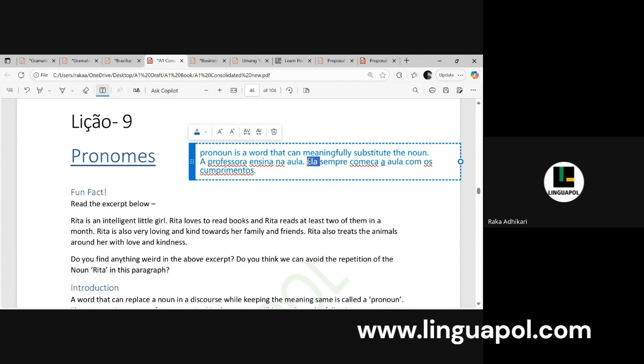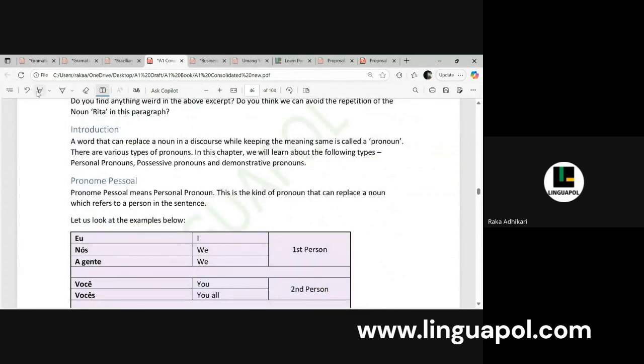So, this particular word is called a pronoun. Em português, se chama pronome. Pronoun. Então, nos pronomes, vamos ler 3 tipos de pronomes. We're going to read 3 types of pronouns. Nessa lição, vamos ler 3 tipos de pronomes. Eles são pronomes pessoais. Primeiro é pronomes pessoais.